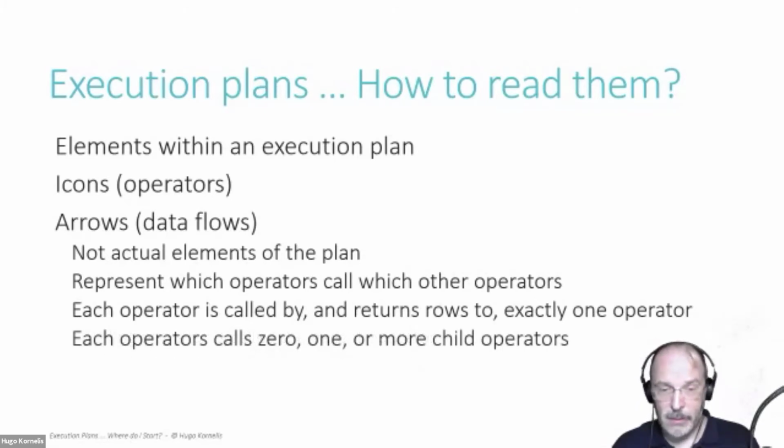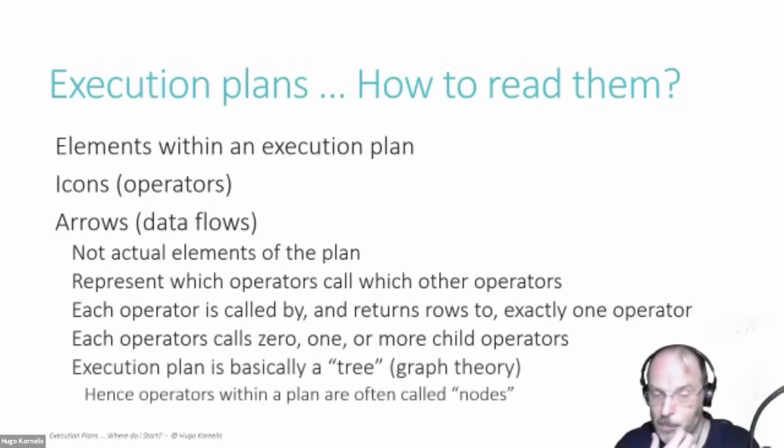An operator may have 0, 1, or more child operators. There's no limit on that, although some operator classes have specific limits. Some operators always have one child, other operator classes always have more than one child, etc. If you put all this together, you get what mathematicians call a tree. That's a term from graph theory. You don't need to know graph theory to understand execution plans, but it is interesting to know that the term node, which is a term from graph theory, has trickled its way into execution plans, and you will sometimes hear the term node when talking about an instance of an operator within an execution plan.